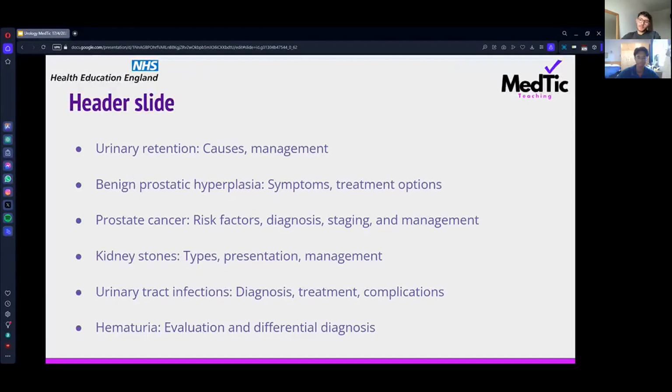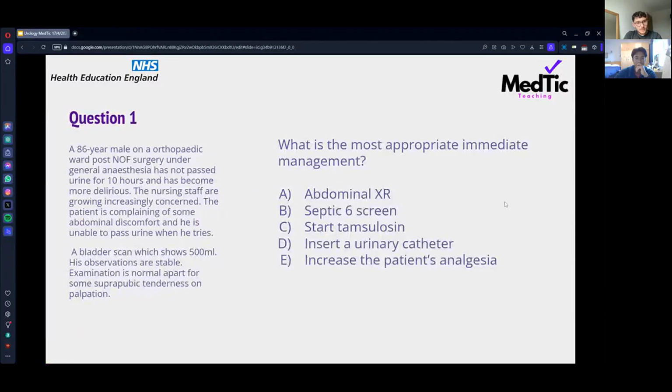So as we said earlier, we're going to cover urology in this lecture. We have put up there the different topics that we cover. So without further ado, we can go on to the first question. We'll give you a few minutes to read the question and answer it, and we'll put a poll up as well, so you can see how you do compared to other people.